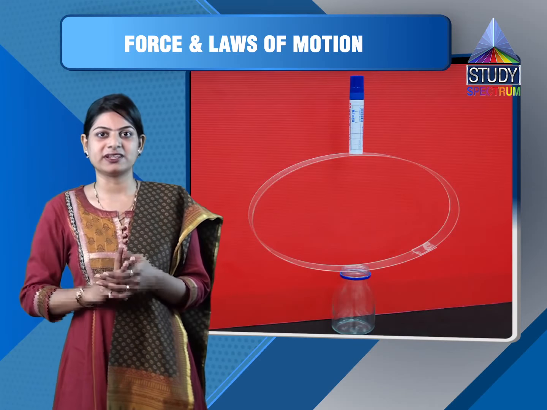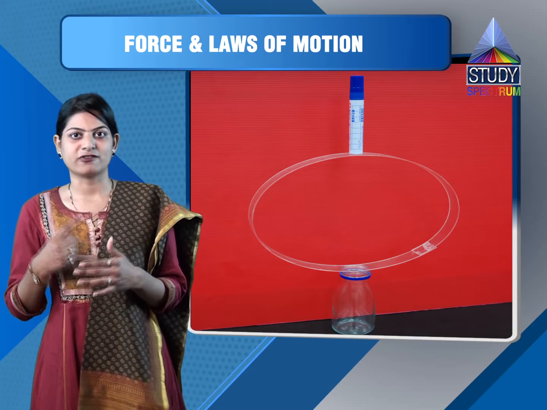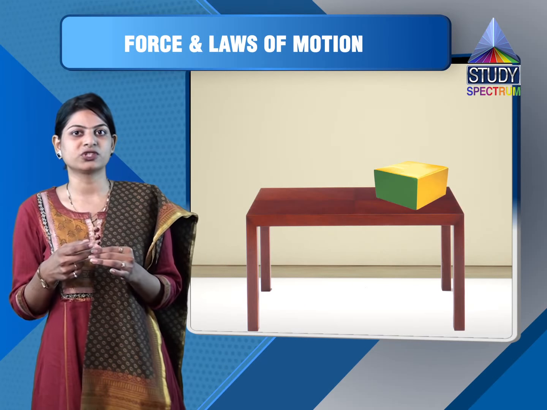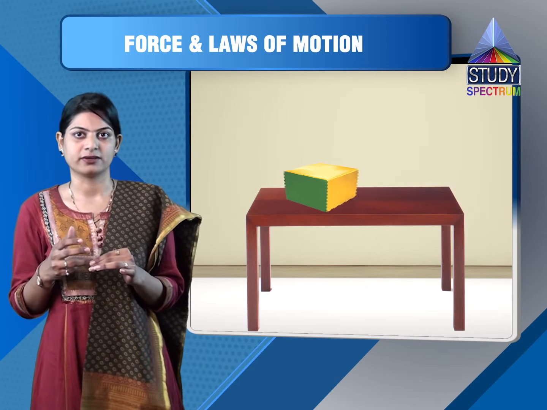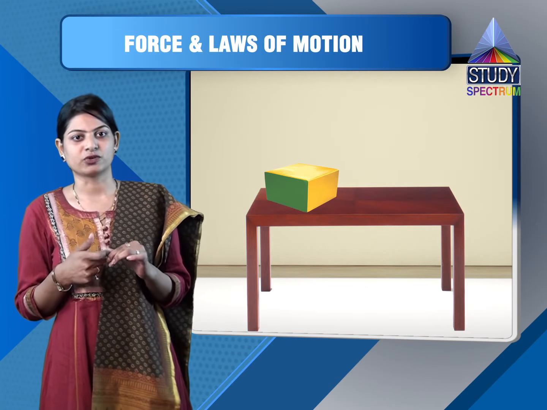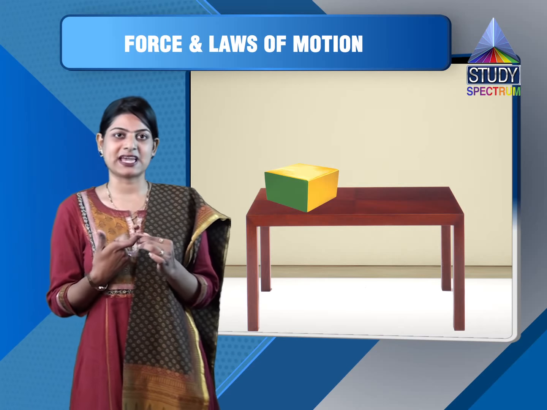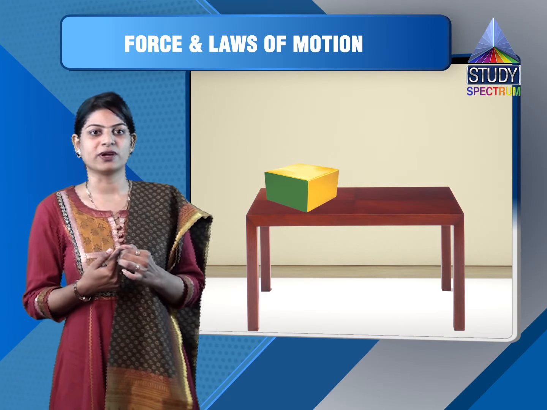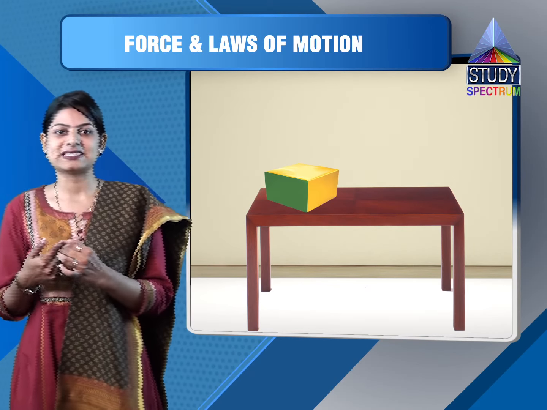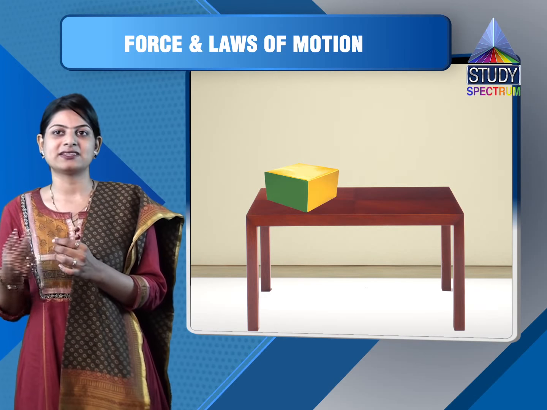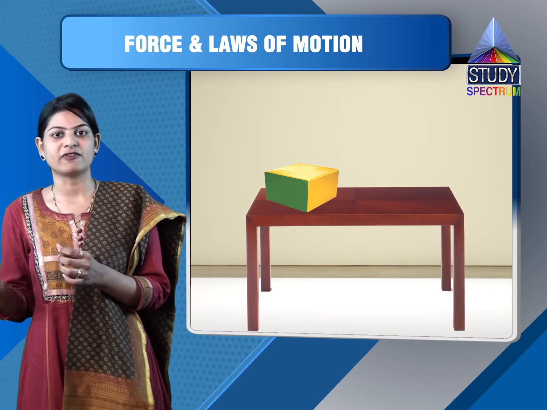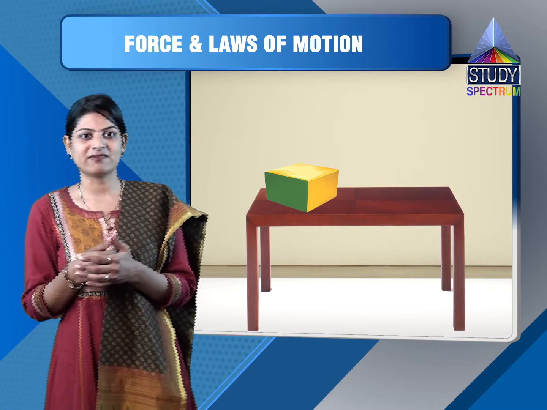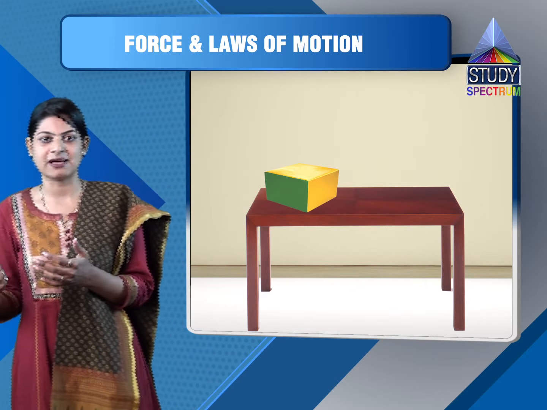Inertia can be of three types: inertia of rest, inertia of motion, and inertia of direction. Now, what is inertia of rest? By definition, it is an inherent property of the body by virtue of which the body continues to stay in the state of rest. We can explain that with the help of examples.